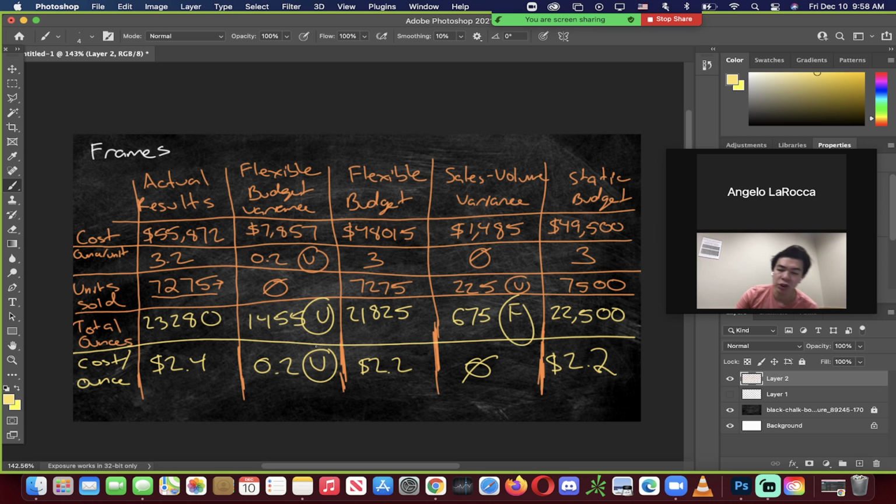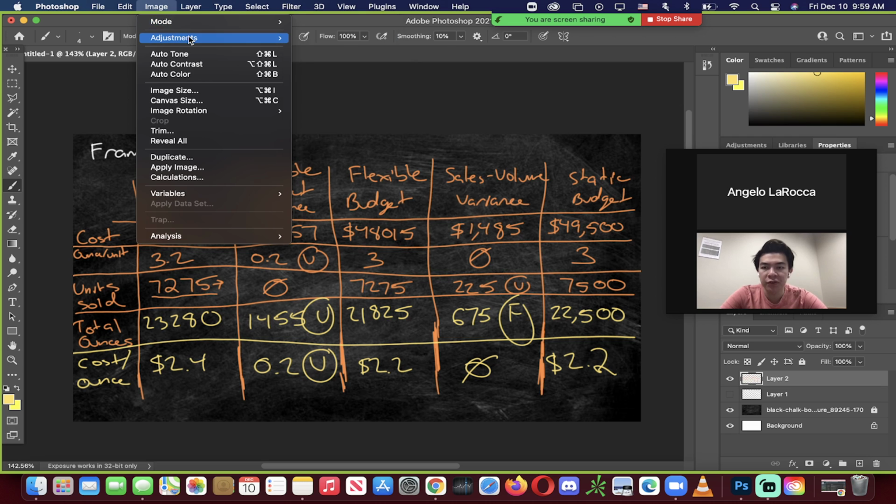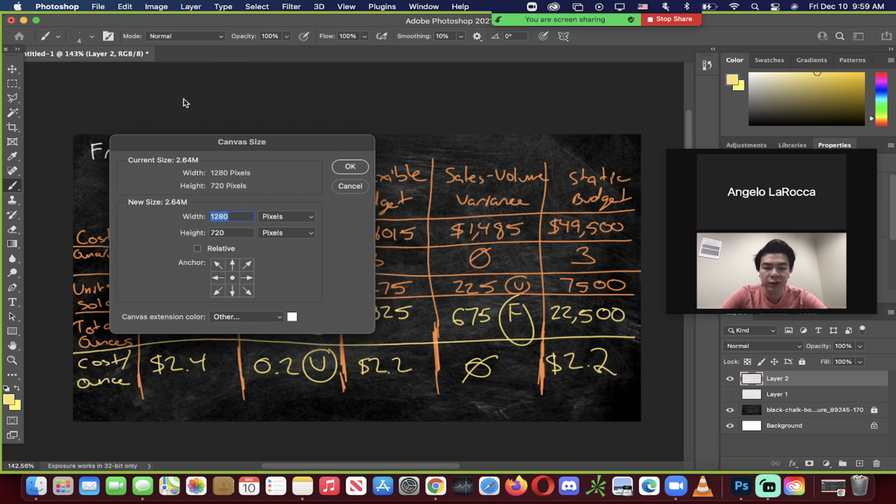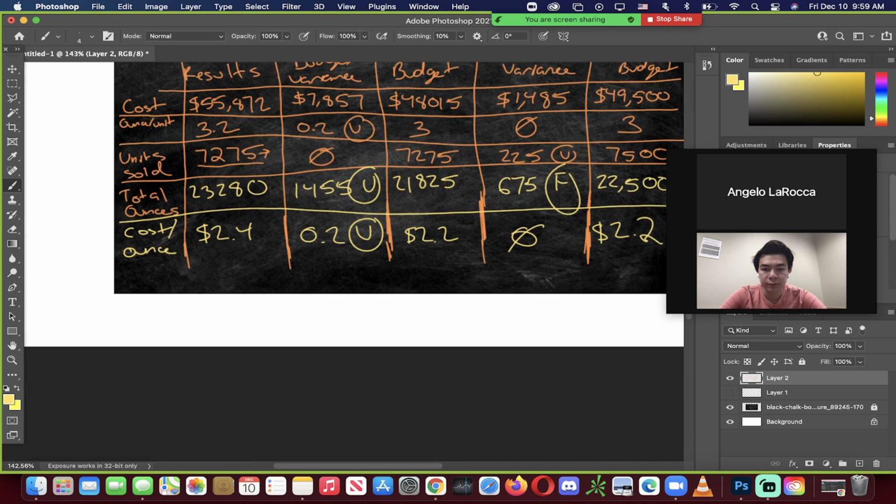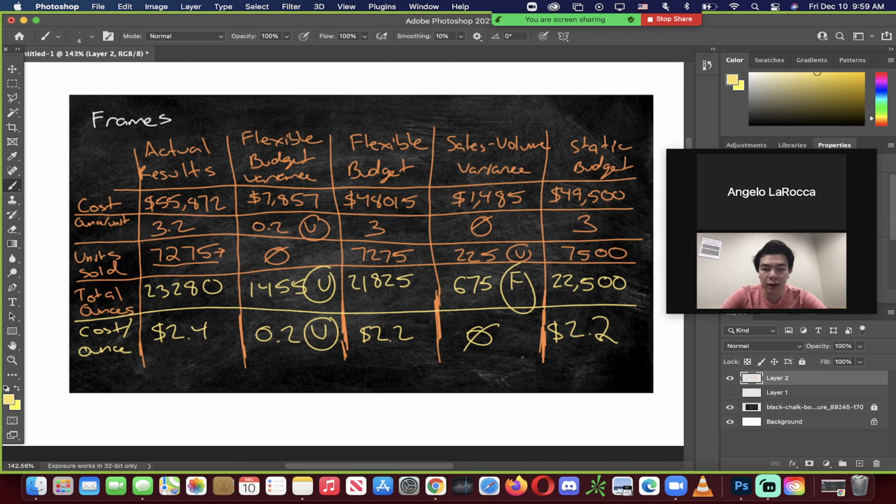And now that we have our chart done, we can actually solve for our variances. Now I'm going to make this a little bit bigger so we can do the variances. So let me just see how I do that. I think we go to canvas size. Which one? This one right here.